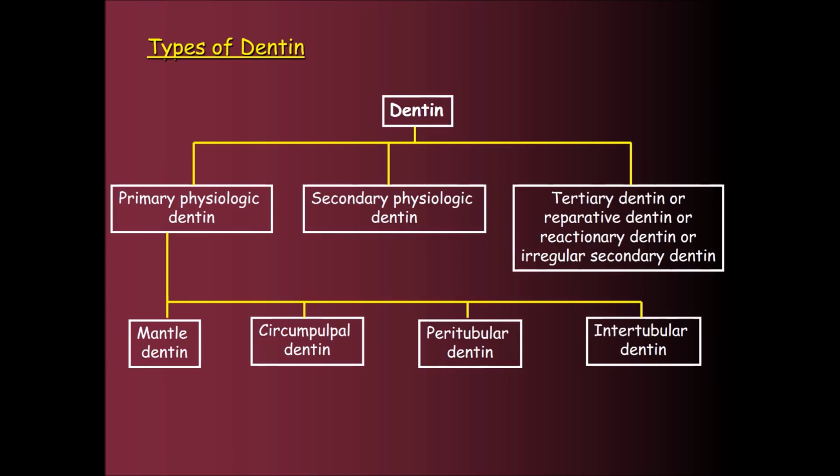To make it easy for studying, the dentin can be classified in different ways. One way is according to the date of formation: primary, secondary and tertiary dentin. It can be classified according to the position around the pulp into mantle dentin and circumpulpal dentin, and according to the structure or form of the dentin into peritubular and intertubular dentin. We will discuss the dentin in these several ways.